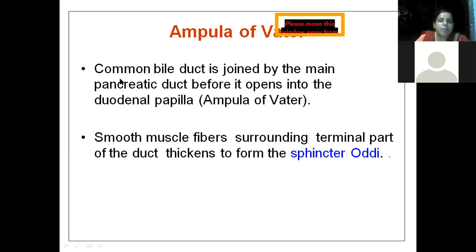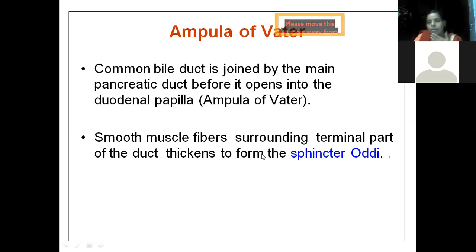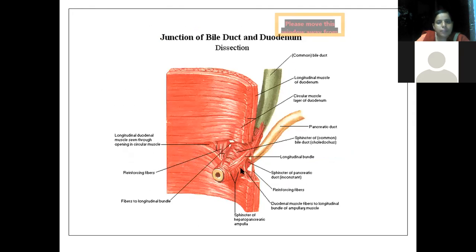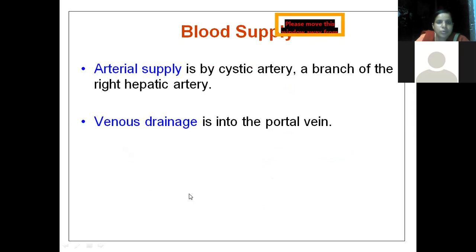So what is the ampulla of Vater? The common bile duct is joined by the main pancreatic duct before it opens into the duodenal papilla. Here I told you we have a sphincter. The sphincter is actually called the sphincter of Oddi. This is the major duodenal papilla. Here we have a sphincter. This is the common bile duct, this is the pancreatic duct. Both of them are joining to form the hepatopancreatic ampulla of Vater, which is opening in the second part of the duodenum. Different pictures are shown.